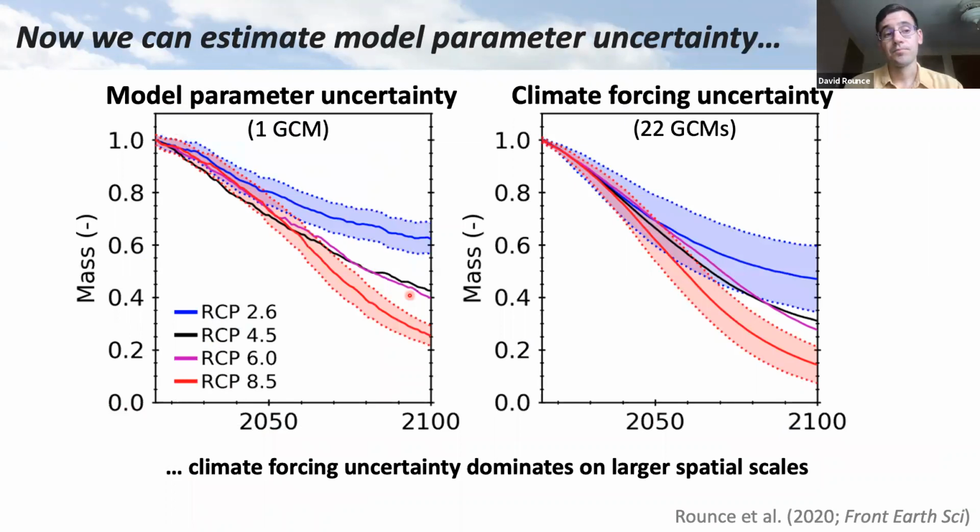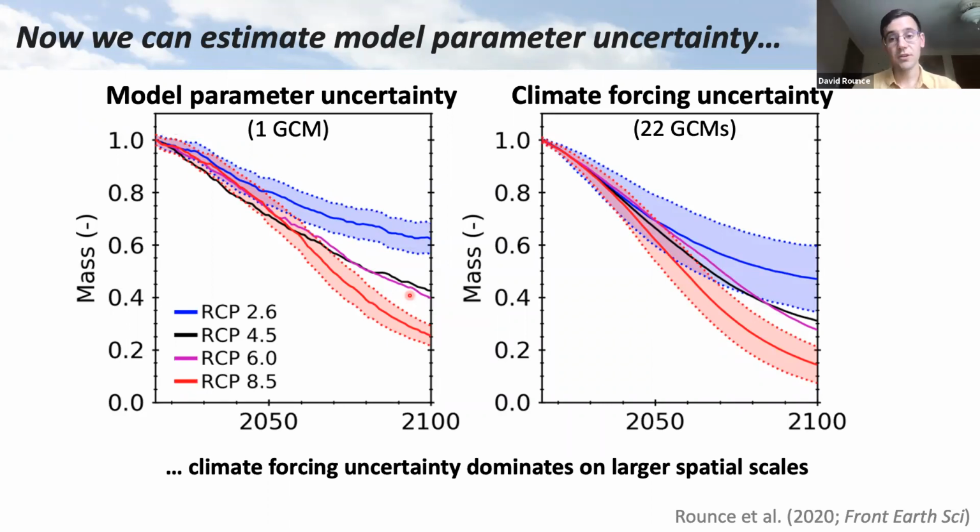So what we can do with this is we can start to assess the model parameter uncertainty. So this is a simulation for a single glacier where we look at the output of 100 different model parameter combinations. And this is what we do for every single glacier. We do 100 different simulations. And then for the climate forcing uncertainty, in this case, we're using 22 different GCMs for one RCP scenario. And so we can compare how the model parameter uncertainty compares to the climate forcing uncertainty.